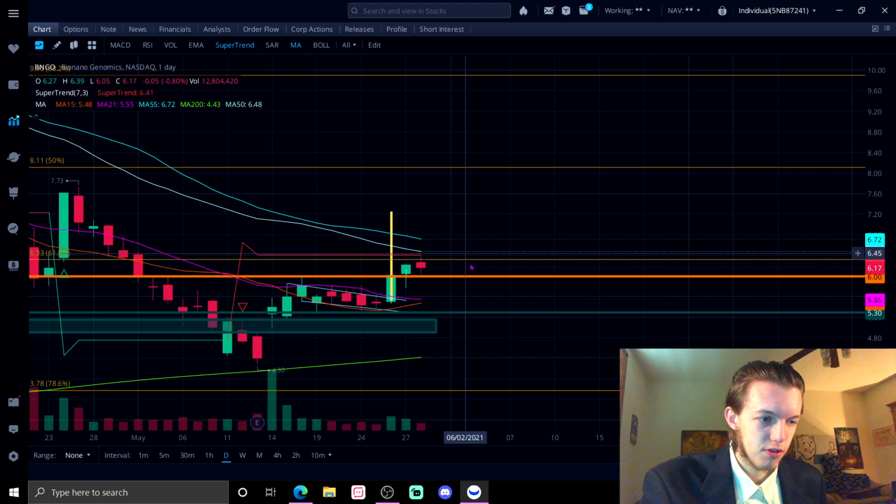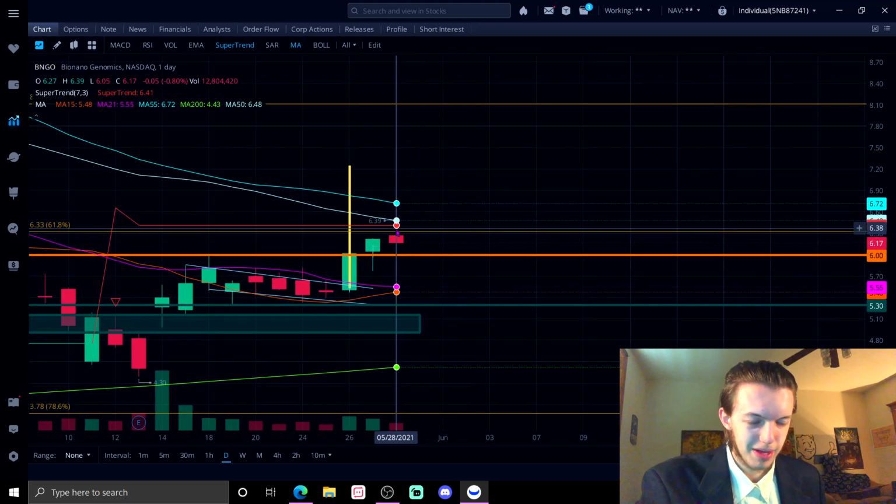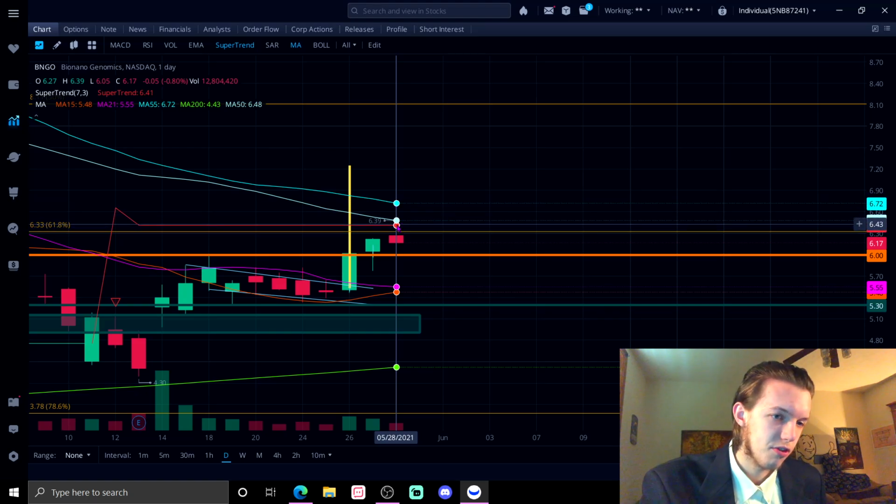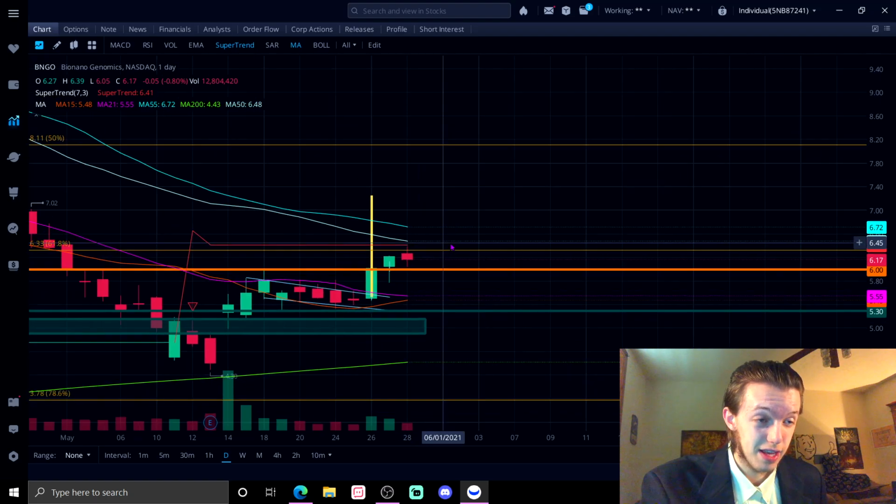Also, on the moving averages, you're going to have some nice resistance coming in by the 55-day moving average. I also have the 50-day up just for the heck of it. I usually only use the 55. Now I have the 50 as well. So 6.50s, 6.40s, that's where pretty much everything is at. You're going to be seeing some harsh resistance in that area.